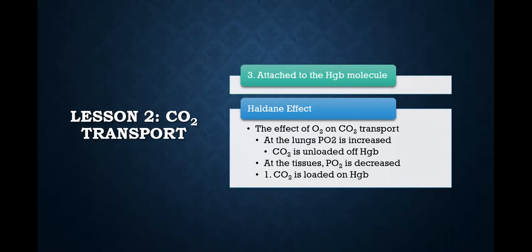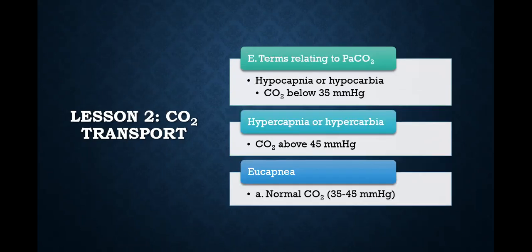So when it gets to the lungs, CO2 is then unloaded off the hemoglobin. You got it? At the body, you make a lot of CO2, it jumps onto the hemoglobin, and so it comes up to the lungs. When it gets to the lungs, it's offloaded off the hemoglobin so you can blow it out, all right?